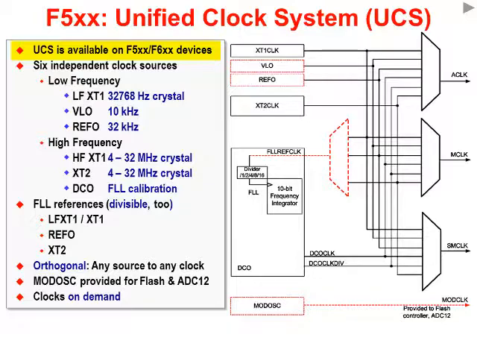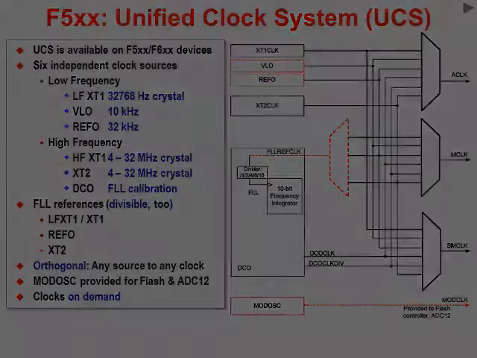Jumping to the UCS clock, we see that the UCS, or Unified Clock System, is found on the F5XX and F6XX generation MSP430 devices. As we stated earlier, one of the nice things about the Unified Clock System is that it's orthogonal. By that we mean that any clock source can go to any one of the 3 internal MSP430 clocks. So this is the most flexible clock system to date. Also, as we said earlier, it has all the different clock oscillator sources that we discussed. Between the fact that it has all the different sources and they can go to any one of the 3 internal clocks, it's just an extremely flexible clock system on these devices.